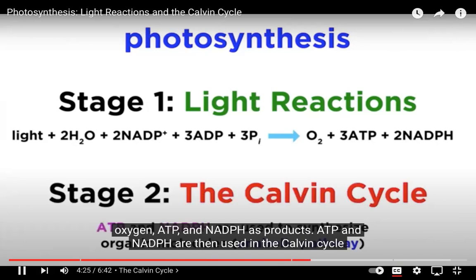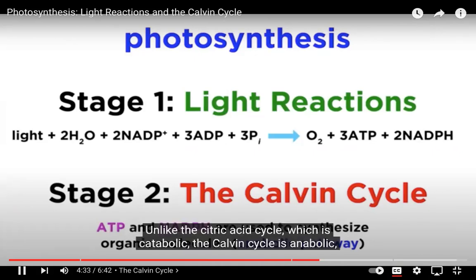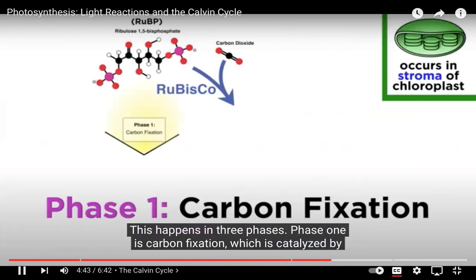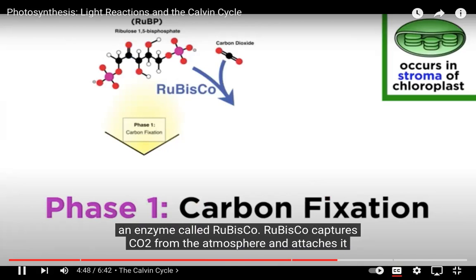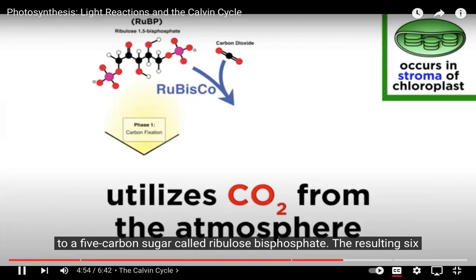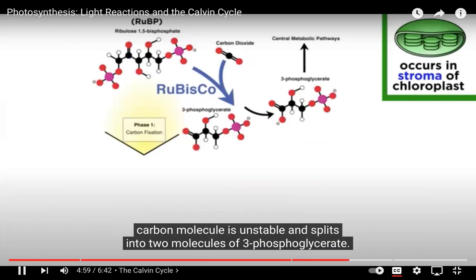ATP and NADPH are then used in the Calvin cycle, which occurs in the stroma. This is where all the synthesis occurs. Unlike the citric acid cycle, which is catabolic, the Calvin cycle is anabolic, building organic molecules from smaller components, requiring energy to do so. This happens in 3 phases. Phase 1 is carbon fixation, which is catalyzed by an enzyme called rubisco. Rubisco captures CO2 from the atmosphere and attaches it to a 5-carbon sugar called ribulose bisphosphate. The resulting 6-carbon molecule is unstable and splits into 2 molecules of 3-phosphoglycerate.